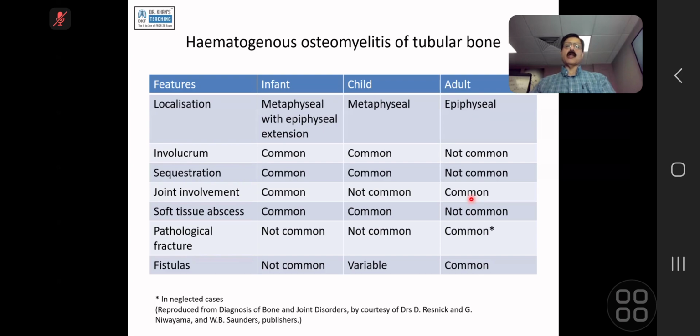And in a child, let's say 2 years old onwards or 1 year old onwards, it is less common. The concept behind it is anatomy, epiphyseal vessels and metaphyseal vessels, which pass through the growth plate, etc. Similarly, involucrum and sequestrum are more common in infant and childhood, but less common in adult.